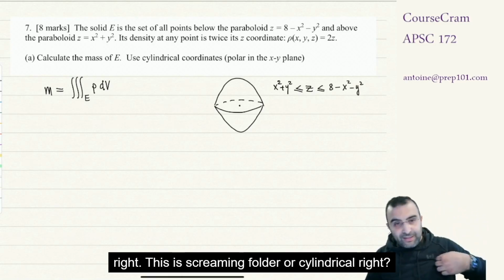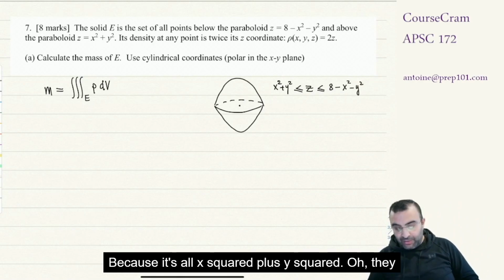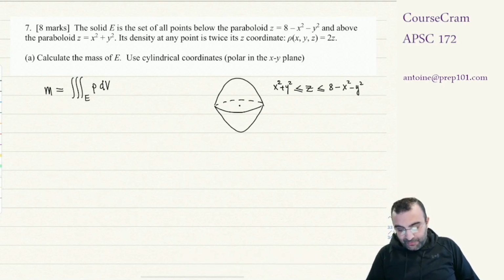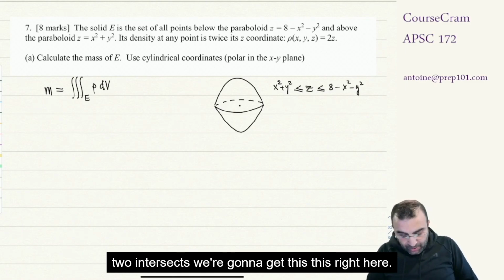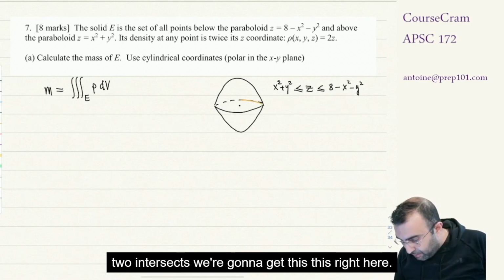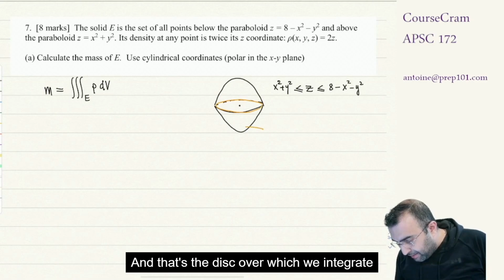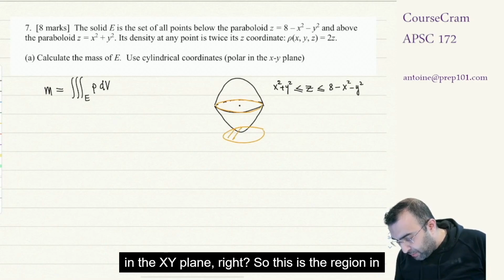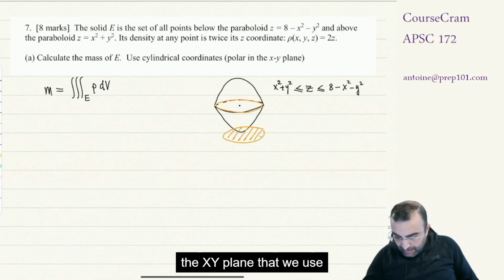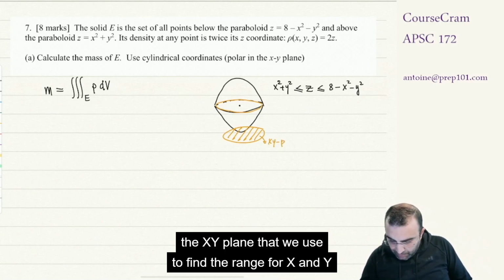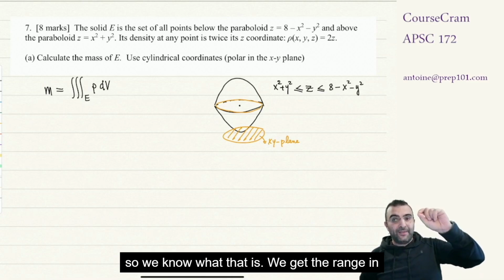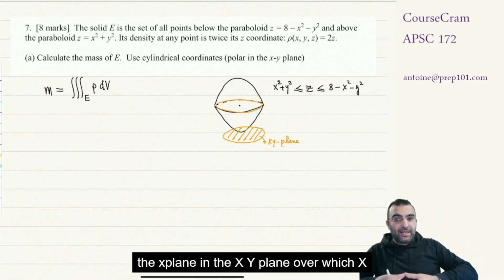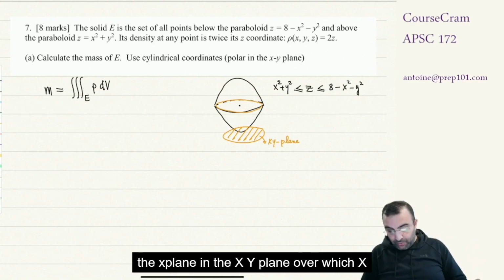And right, this is screaming polar or cylindrical, right? Because it's all x squared plus y squared. Oh, they even say cylindrical. So, right, what's happening for this? When these two intersect, we're gonna get this disk right here, and that's the disk over which we integrate in the xy plane, right? So this is the region in the xy plane that we use to find the range for x and y. So we know what z is. We get the range in the xy plane over which x and y live.